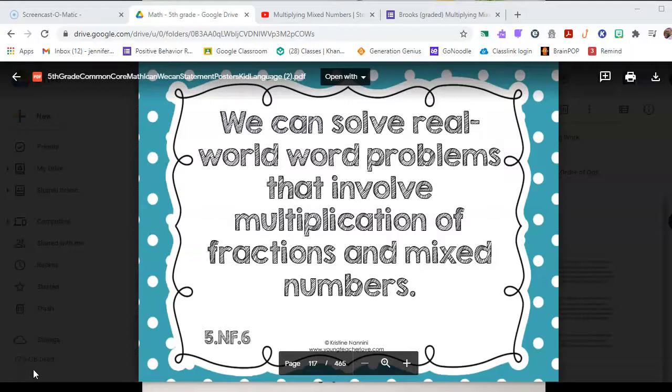And so your standard that we're going to attack today is: we can solve real world problems. So we've done the basic math. Now we're going to move into some problem solving. We can solve real world problems that involve multiplication of fractions and mixed numbers. Mixed numbers is what we're going to focus on today.